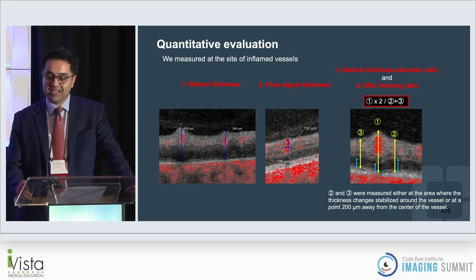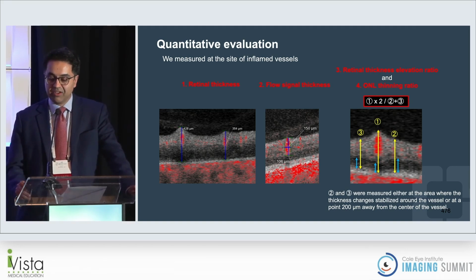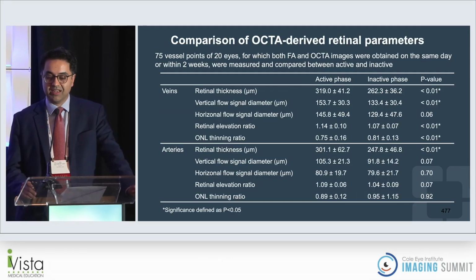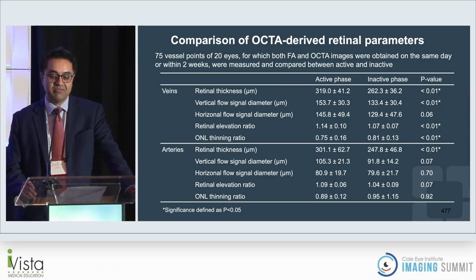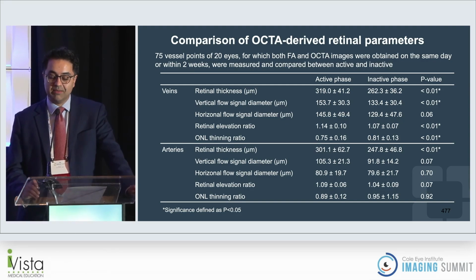We looked at retinal thickness elevation compared to the ONL thinning, and we developed a ratio of the retinal thickness elevation ratio to the ONL thinning ratio. And we see some very interesting things. This is in 75 vessel points of 20 patients who had both an FA and an OCTA image on the same day, and we measured and compared them between the active phase and the inactive phase.